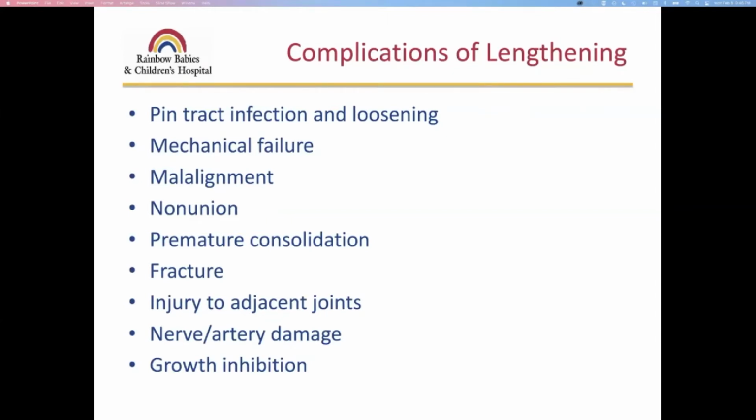I generally do a week of consolidation and then lengthen at about 1 millimeter in the femur, and usually between 0.5 and 0.75 in the tibia. Fracture can certainly occur. You have to be very careful about injury to adjacent joints and protect when necessary and stop lengthening if you're starting to get into issues. Nerve and artery damage can occur and is catastrophic, so you have to be very careful about that. And then growth inhibition can also occur, so be careful about lengthening more than 5 centimeters in a young child.